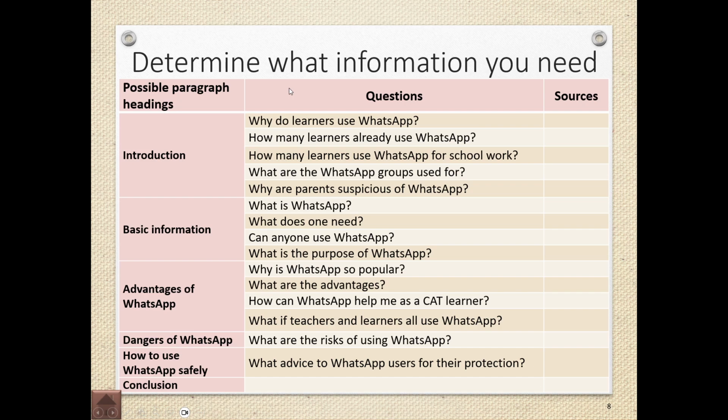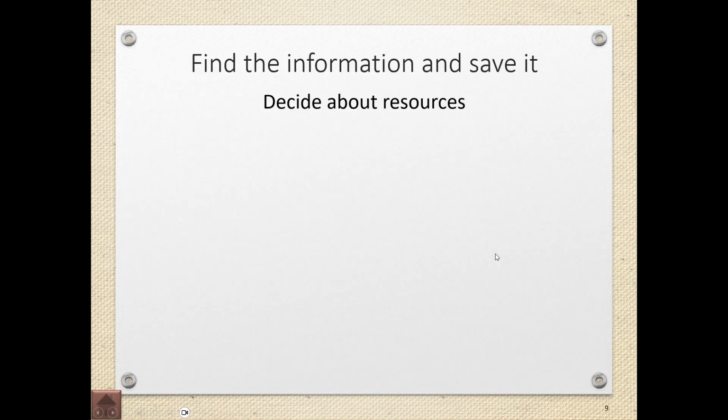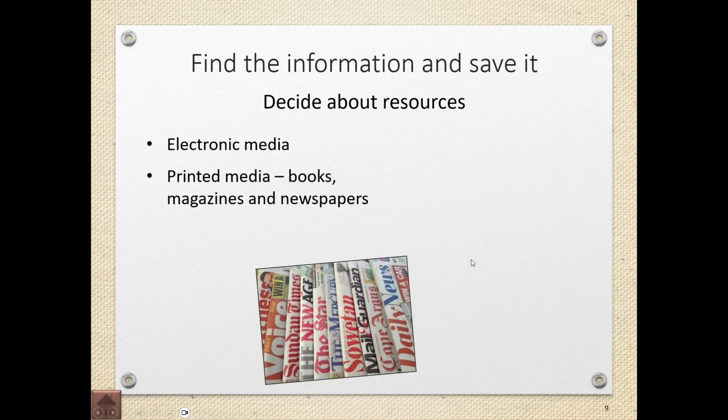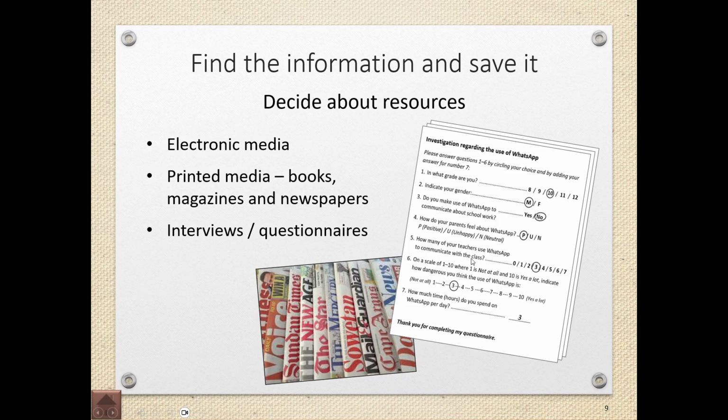As we continue, determine, again, we're still in that section, what information you need. So you could have your questions here and put them under different headings. Like all these questions pertain to basic information. All these questions have to do with the advantages of WhatsApp. So those are the things that you are going to be doing. That's how you put it into the different categories. And then you decide about the resources. Are you going to use electronic media? Are you going to use printed media like books and magazines and newspapers? Are you going to use questionnaires, whether they are physical, whether they are Google Forms? What are you going to be using?